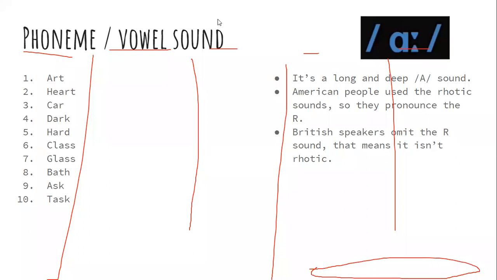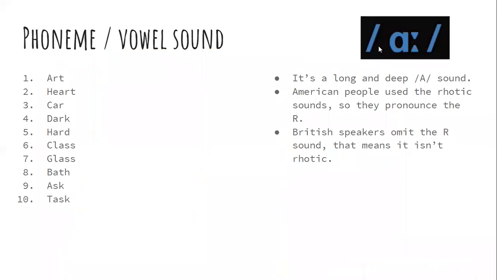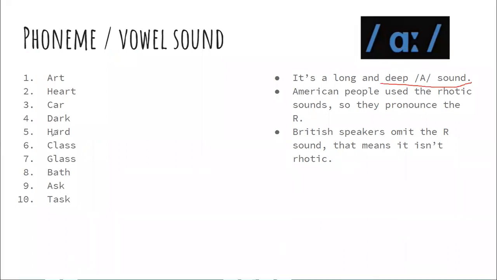First of all, we're going to focus on the vowel sound R. It's very important to mention that this sound is deep and long. In American English, they use the rhotic R, which means they pronounce the R, like in art, heart, car, dark. But British English isn't rhotic, so that means no R.